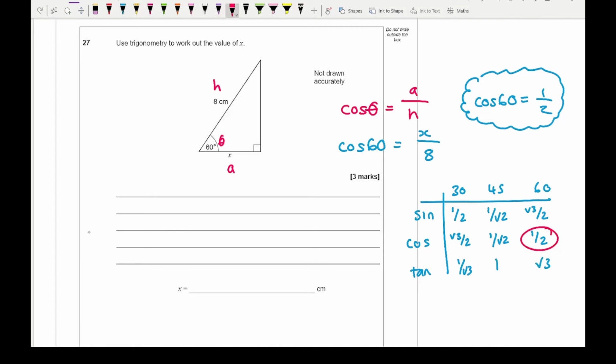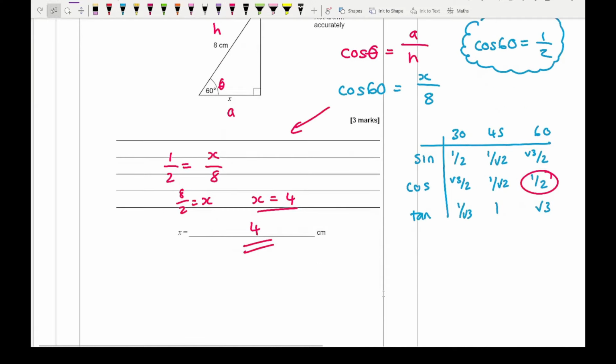So cos 60 is 1/2. So then substituting this in, so if I just move this over here, I get 1/2 equals x over 8. If I take the 8 over and multiply by 8, so I get 8 over 2 equals x. So x equals 4. So there is my final answer. And that is the last question on this paper.